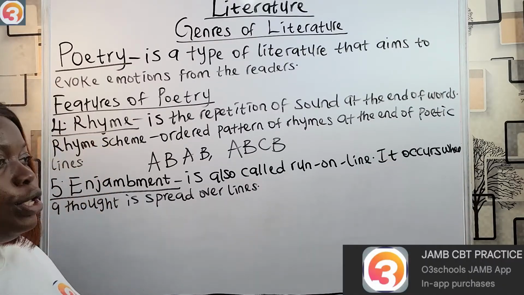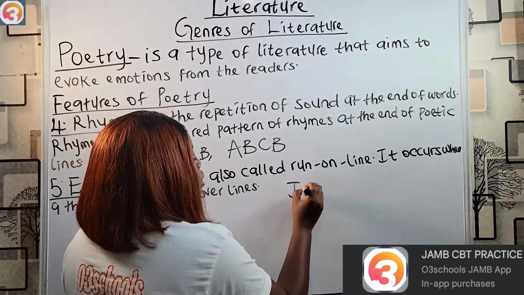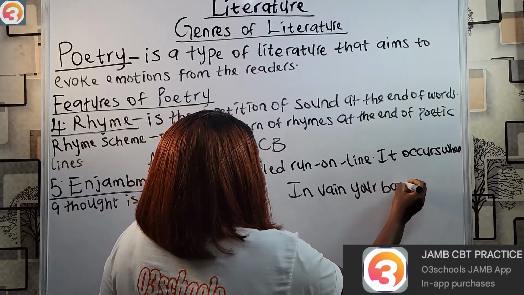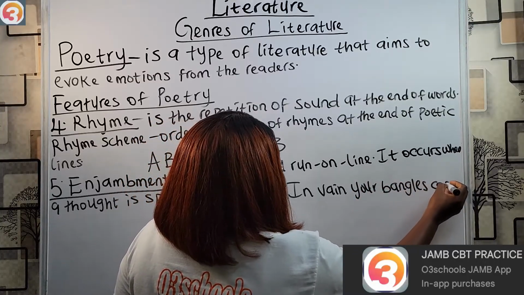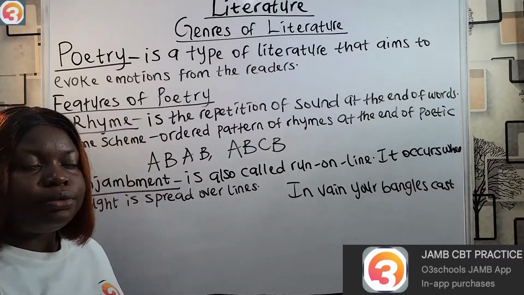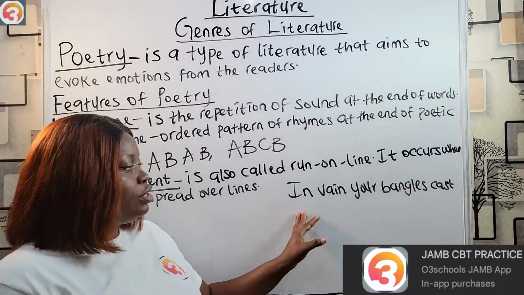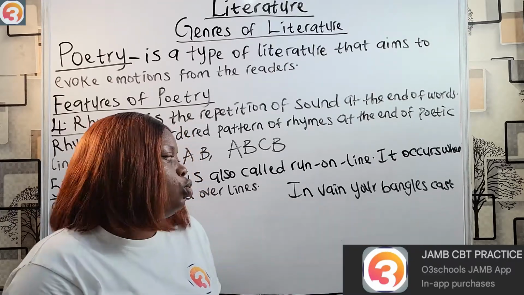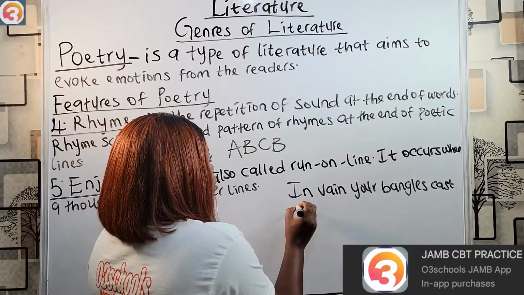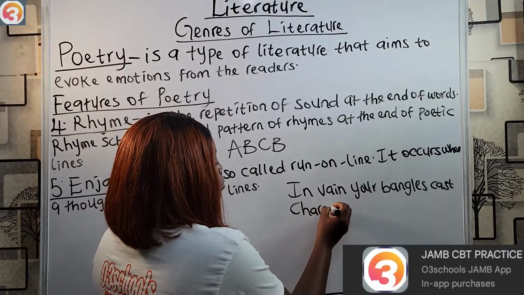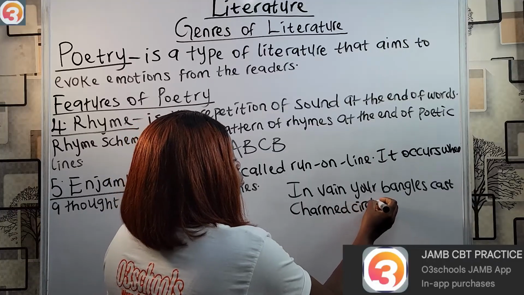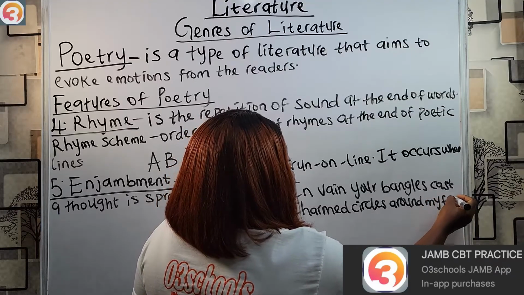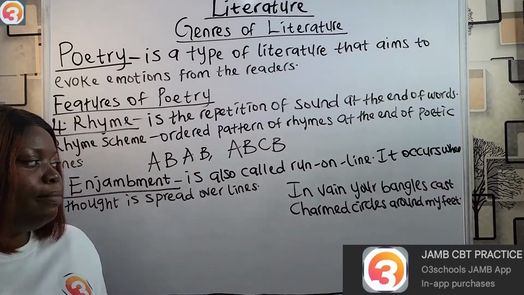Let's still use Wole Soyinka's Abiku as an example. The first line says, "In vain your bangles cast." This sentence is not complete. Whatever the poet is trying to pass across, you can't get it just from here. The bangles cast what? So Wole Soyinka goes to the next line to explain: charm circles around my feet. So this is an example of enjambment.